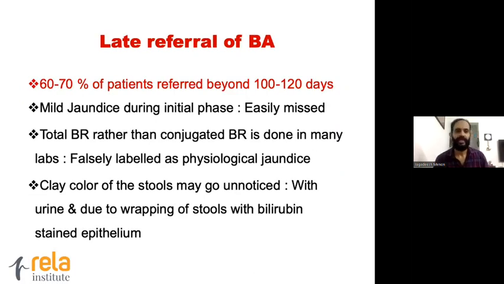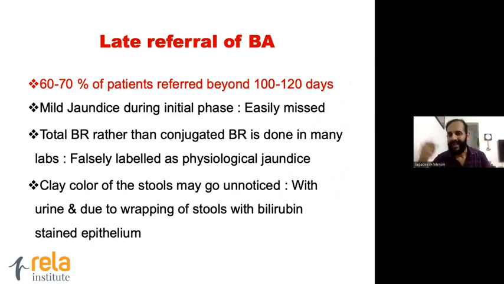Why does late referral happen? Two-thirds of patients usually land up at 100 to 120 days because the jaundice is mild, as in the initial child. Jaundice is very mild, so it is easily missed. Sometimes the labs are doing only the total bilirubin at 2 to 3 weeks just to see if it is a physiological jaundice getting prolonged, so the conjugated fraction is not seen. And the pale stools may go unnoticed sometimes because the baby will pass both urine and stool together, and sometimes they may mask that.